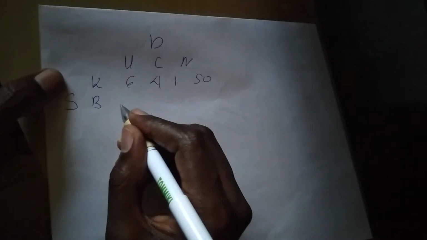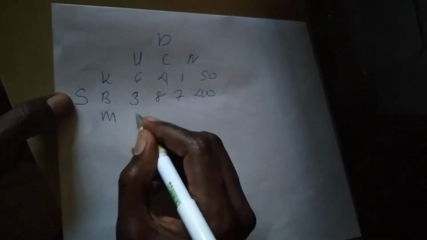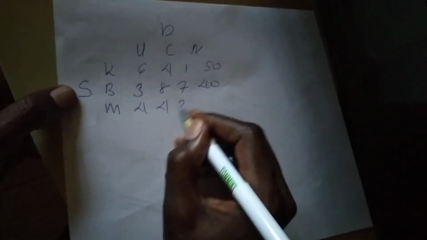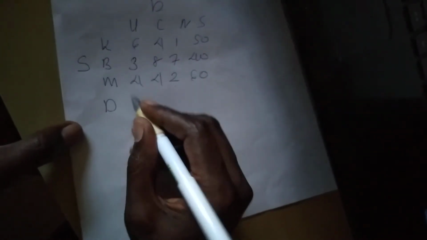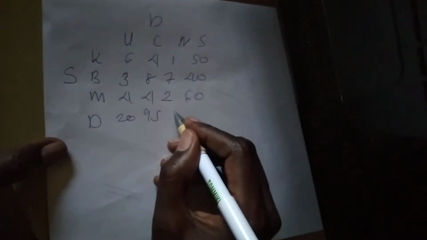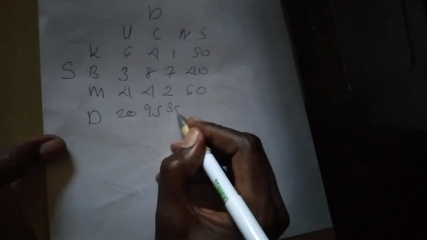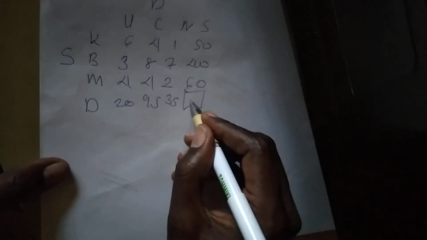Busia is 3, 8, 7, which is 40. And then finally Meru is 4, 4, 2, which is a total of supply, which is 60. And then our demand is 20, 95, 35, meaning that the total is giving us 150. So the equation is balanced.